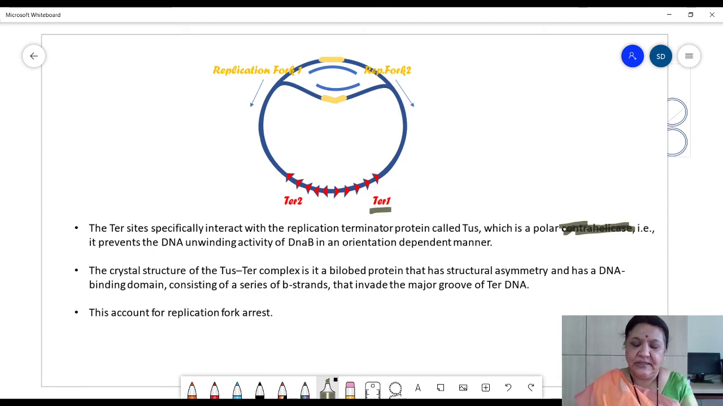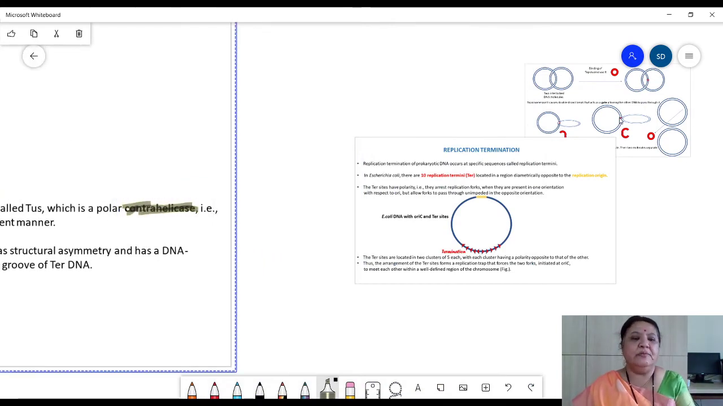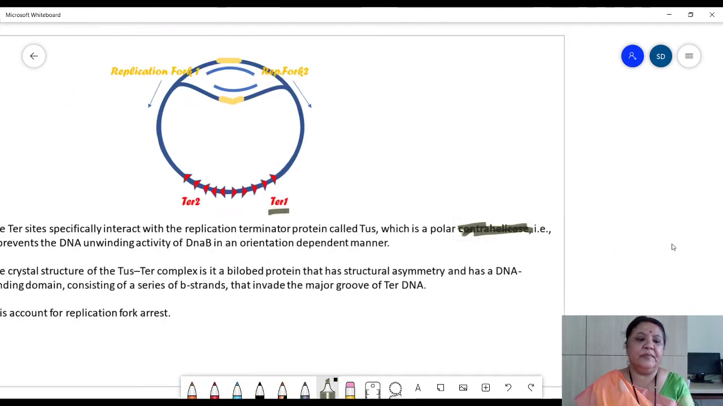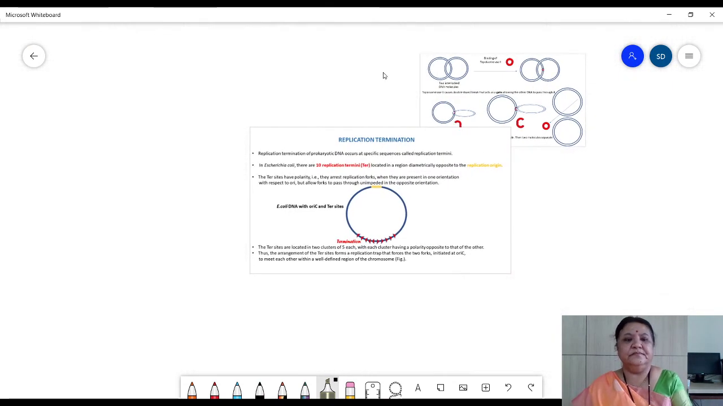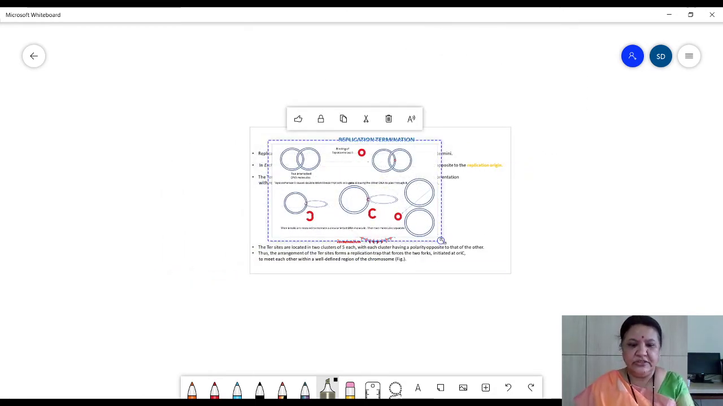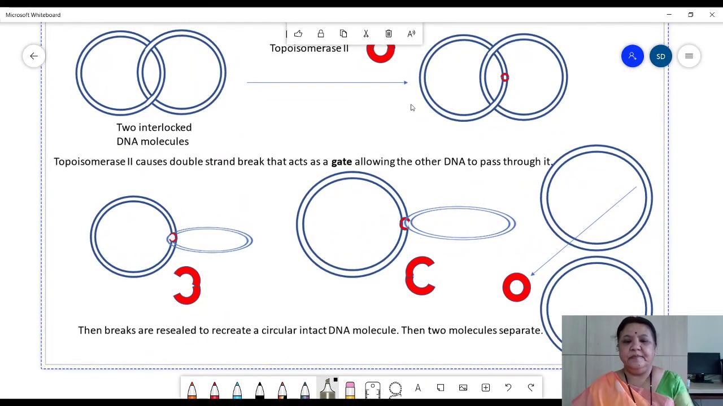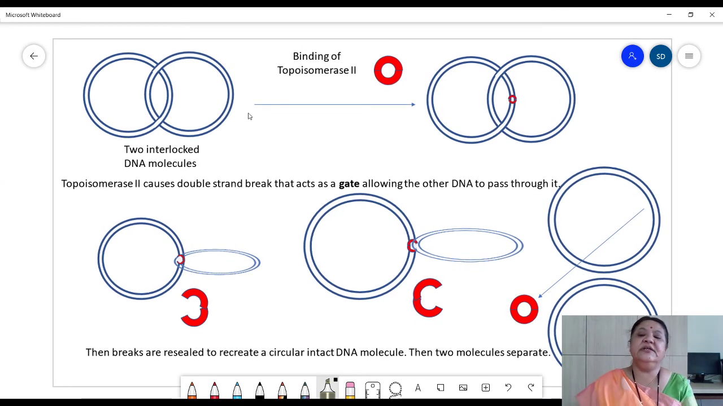Now, when this replication is terminated, two interlocked DNA molecules are produced. These are the two interlocked DNA molecules which result because of replication. And now you can see in this diagram that these replicated molecules are interlocked in this way.